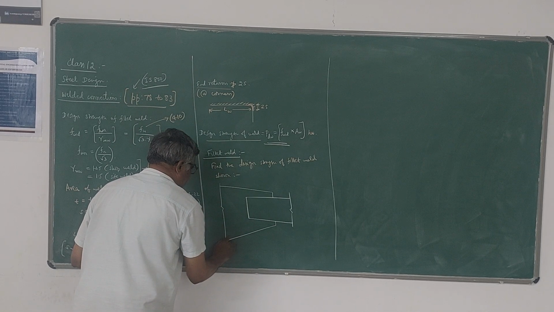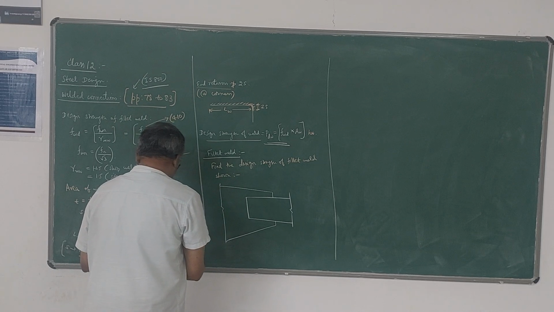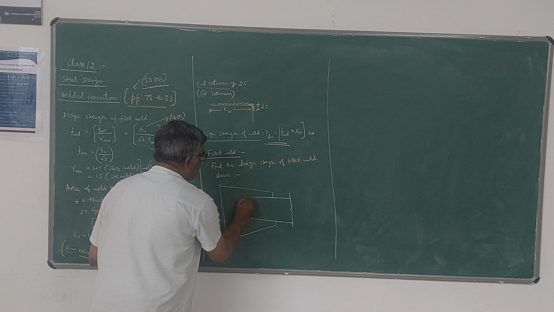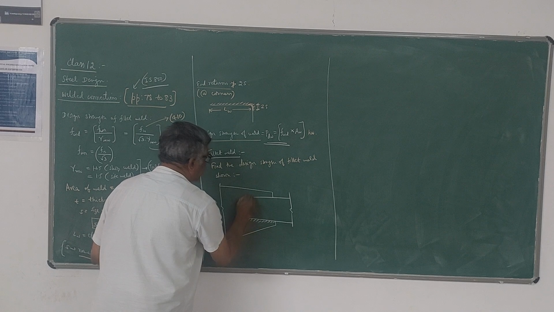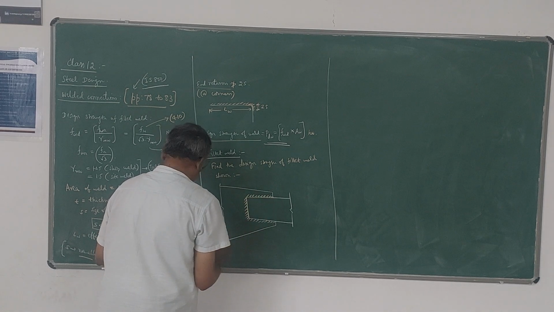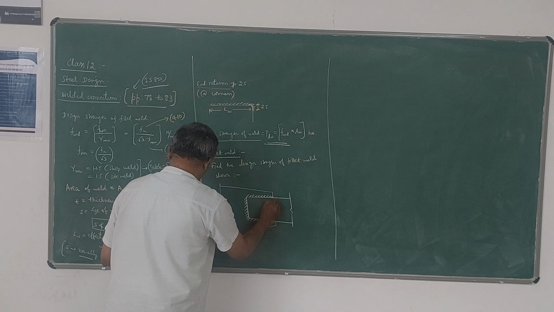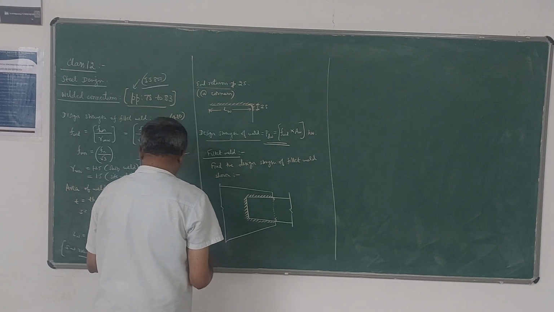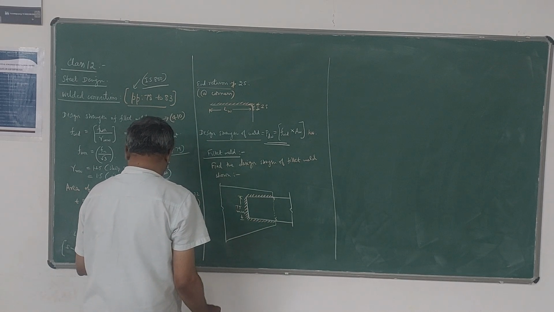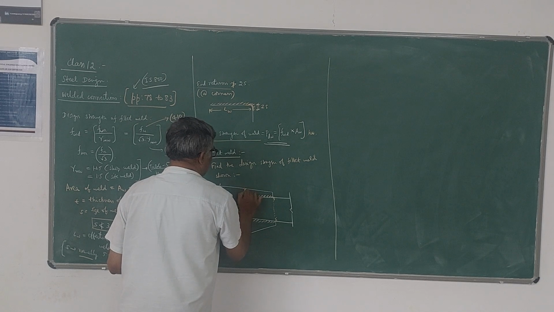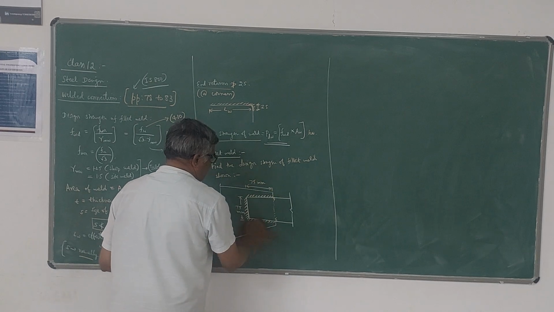It runs in the opposite direction. So the weld is provided here. This is how the weld is designated. Weld is provided like this, and of course, some delta is also given. So this length of the weld is 75 mm, whereas this is also 75, and this is also 75.